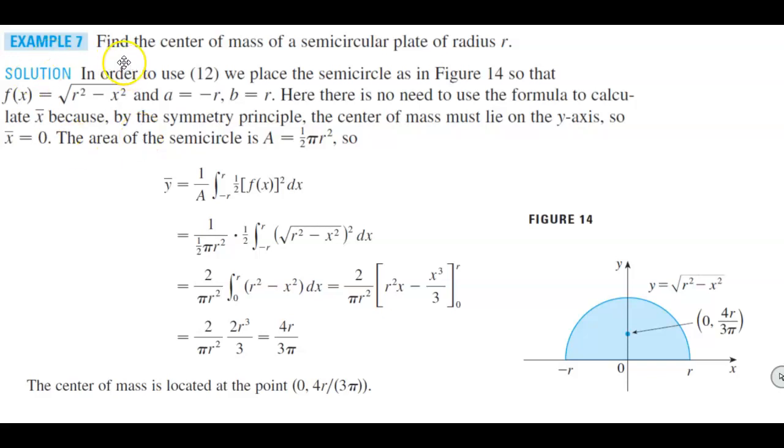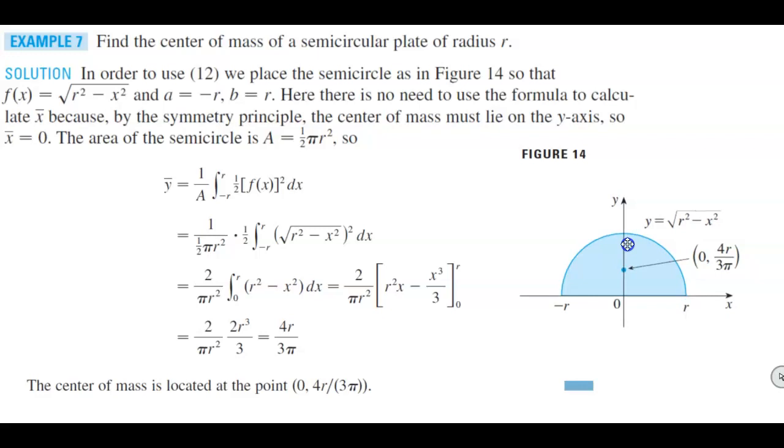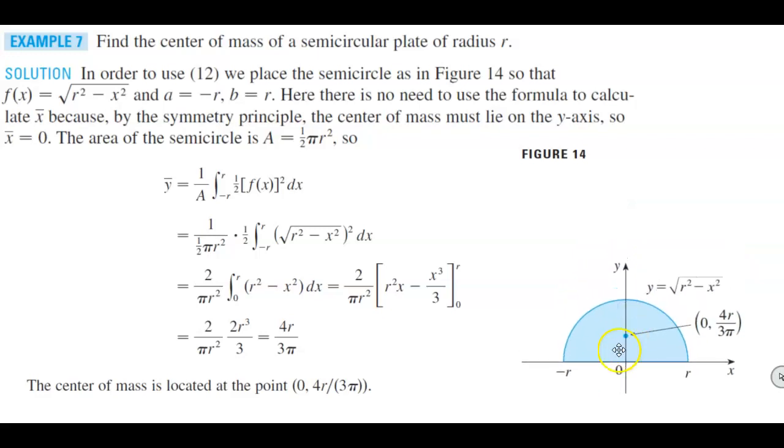Okay, now for example number 7, we want to find the center of mass of a semicircular plate of radius r. So take a look at figure 14 here. We have a semicircle with a radius over here of negative r. It's going from negative r to positive r. And we have y, which is equal to the square root of r squared minus x squared, which is defined by the formula for the circle.